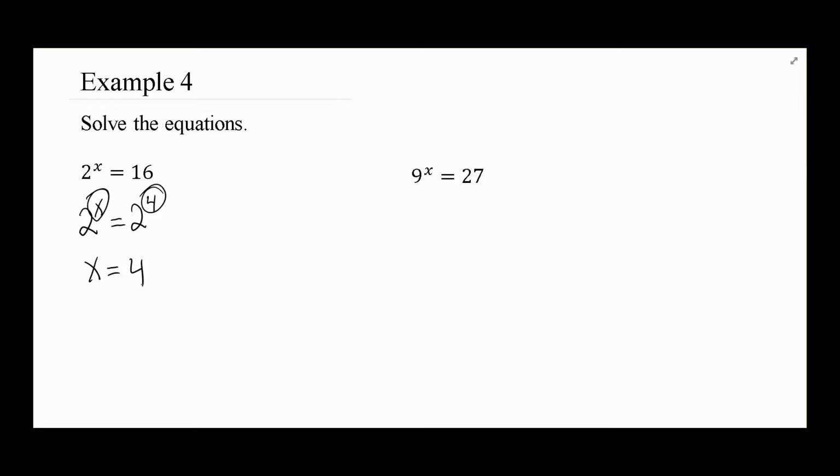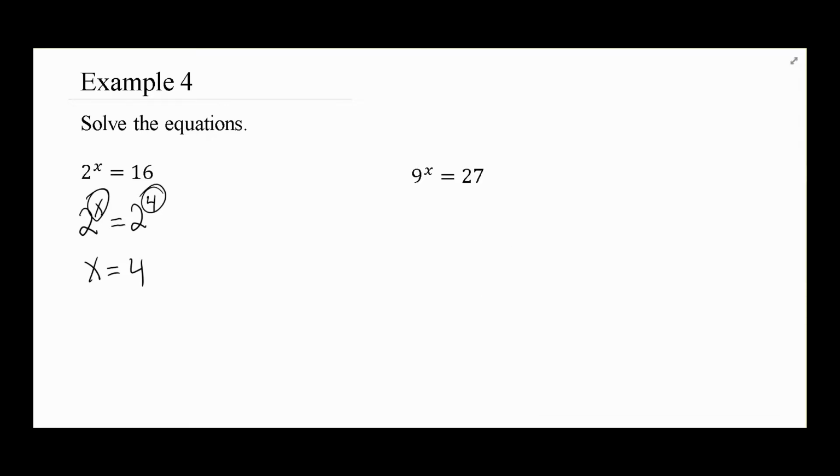Now where things get a little bit trickier is in this next one. Don't write this down. If I try to do the exact same thing and say 27 is 9 to what power? Well, I know 9 to the first is 9. I know 9 to the second's 81. Somewhere in between them. Now, if you're really good with your rational exponents, you might know the answer to this. But I would rather show you a way that we don't have to be really good with our rational exponents, because rational exponents are kind of hard.